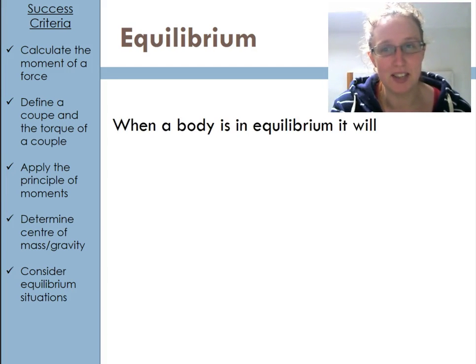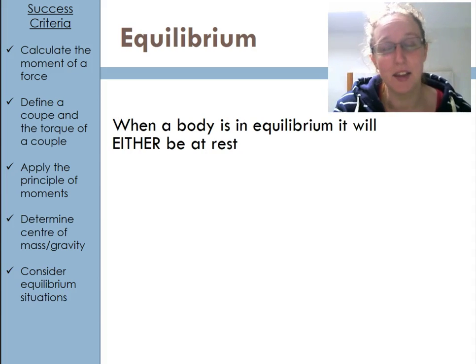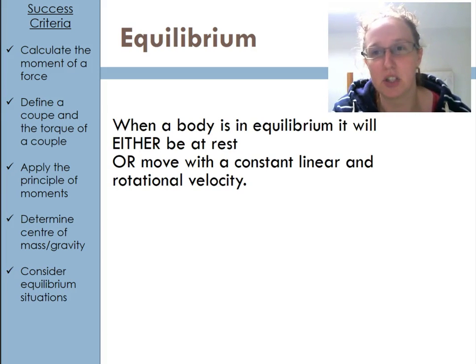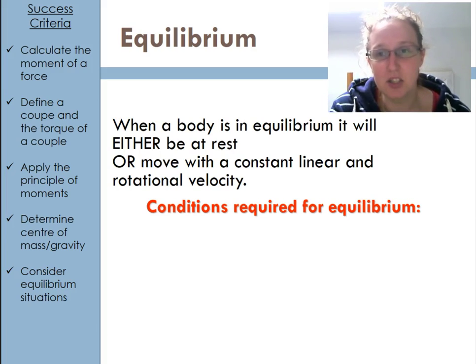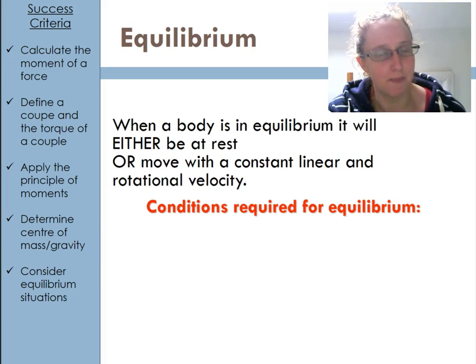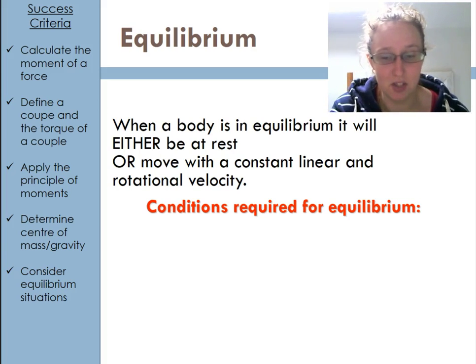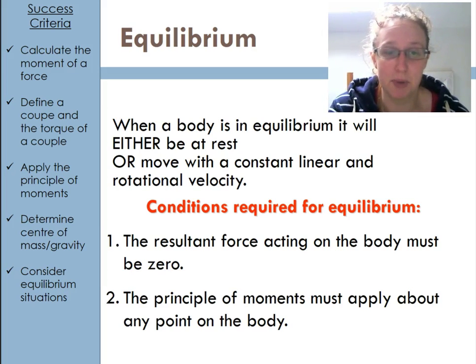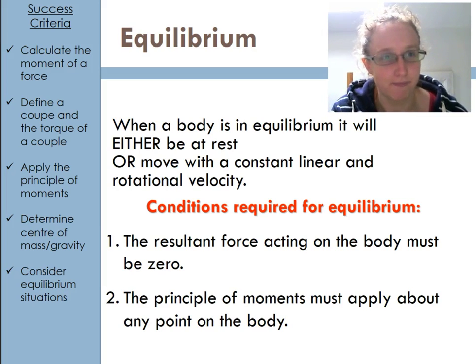So when a body is in equilibrium, there are two options. It can either be at rest, or it can move with a constant linear velocity and rotational velocity as well, which is an idea we should be happy with. So we've talked about this idea where if forces are balanced, then nothing really happens, nothing changes, and that's what we mean by equilibrium. So the conditions for equilibrium, well, we've actually already met both of them. I've just reminded you of one, and in fact I've just reminded you of the other. So the resultant force on the body must be 0, and the principle of moments must apply about any point on the body. So those are our conditions for equilibrium.